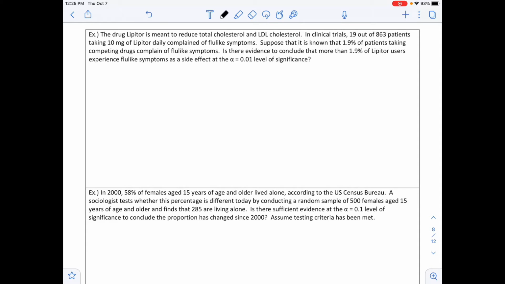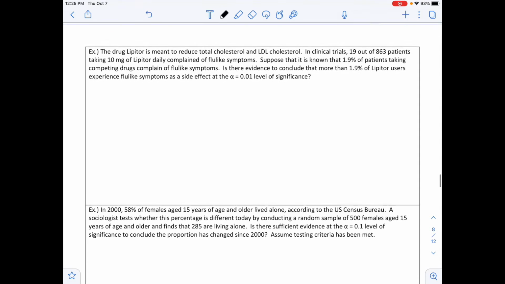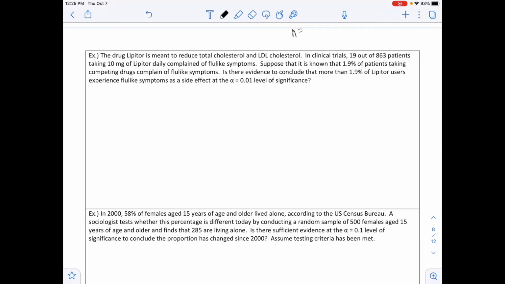So this time it does not say that our testing criteria has been met, so we will have to check that. But before we do that, let's just go ahead and write down some of the numbers that are given. We have a sample size here, which is n, and n is going to be 863 people. We have 19 people out of that who had those flu-like symptoms, so that's our x value that had that characteristic. And we have our proportion or our probability, which is that 1.9%, 0.019 as it's written as a decimal. And then q, which is 1 minus this, is going to be 0.981.